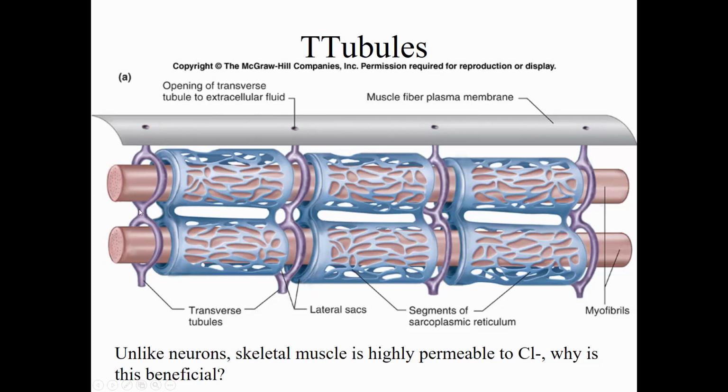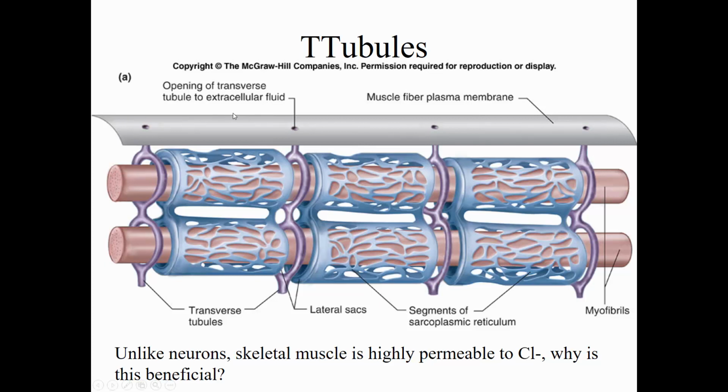And they surround muscle fibers, and then they're very, very close to another membrane system called the sarcoplasmic reticulum. So we have the SR, the T-tubule, and more SR. Those are three membranous structures that together we call the triad.